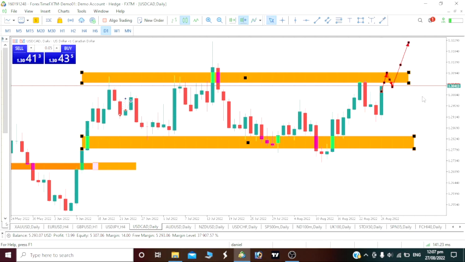The reason is that GBPUSD is dropping, EURUSD is dropping, USDJPY is giving us a rally movement upward, which means our USDCAD will now have strength. Since our correlation pairs to the USD are dropping, our USDCAD will have more strength to actually rally up.